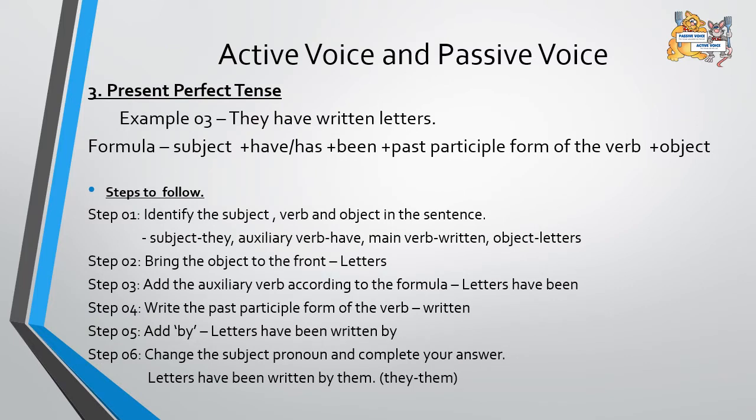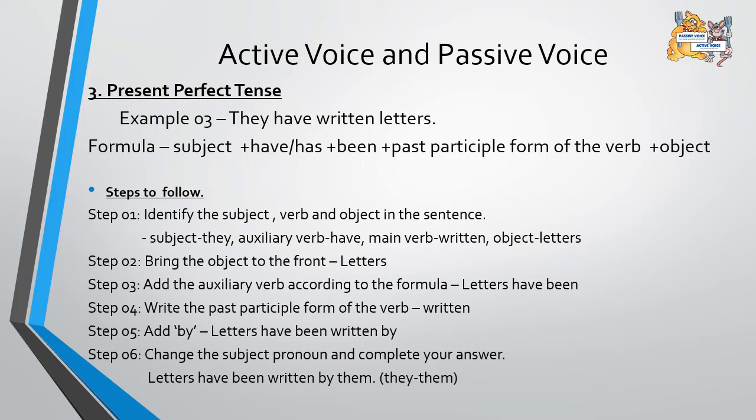Children, the third example is they have written letters. This sentence is in present perfect tense. The passive voice formula of present perfect tense is subject plus have or has plus been plus the past participle form of the main verb plus the object. Here are the steps to follow.